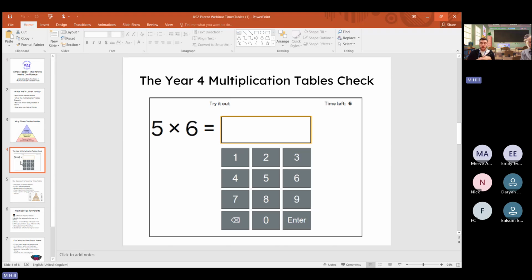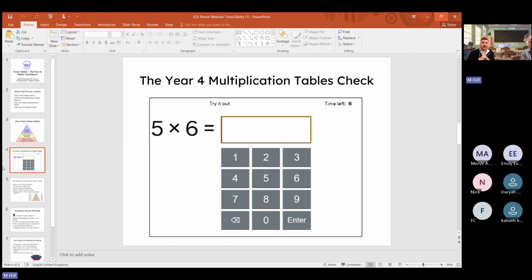And we do our best to make sure it feels as normal as possible. The children get plenty of practice with the formats. In year three and year four, they practice pretty much every day a multiplication check that's in a similar format. So we want them to feel relaxed and confident. So it's nothing scary. It's just part of their times tables practice.